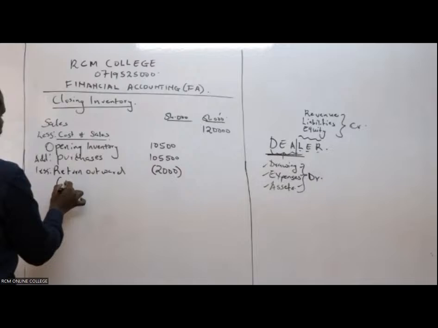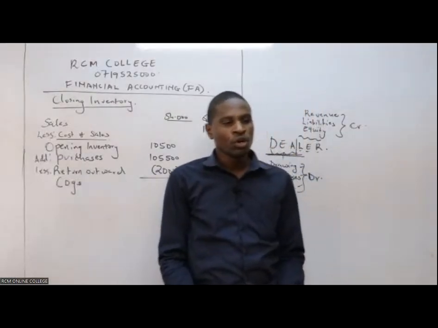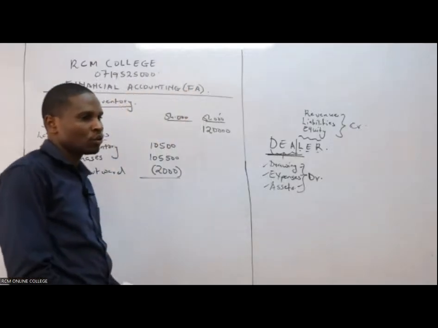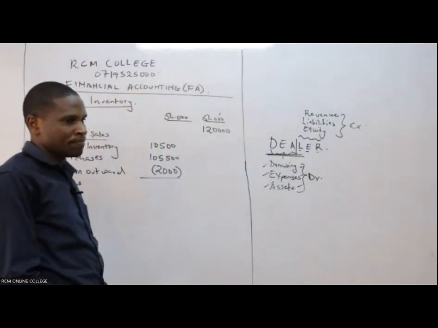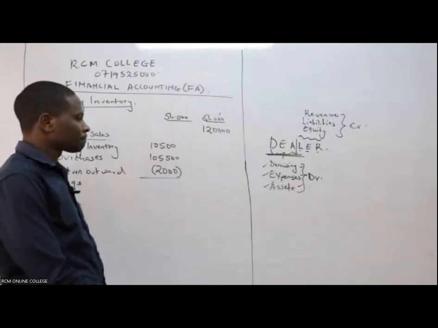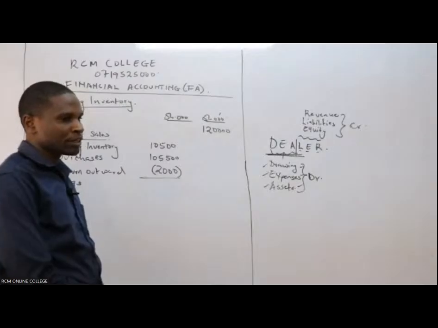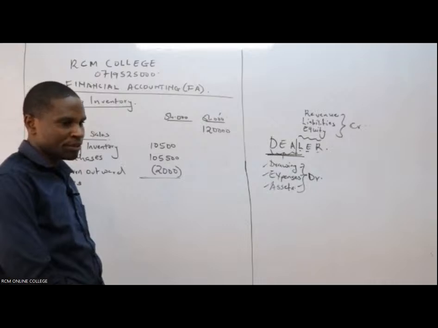If I less 2,000 here, whatever I'm going to get here is COGS, cost of goods available for sale. I want you to give me the COGS very fast so that we are able to do the balance sheet. You just add the two and then you subtract 2,000. That will be very good for me.